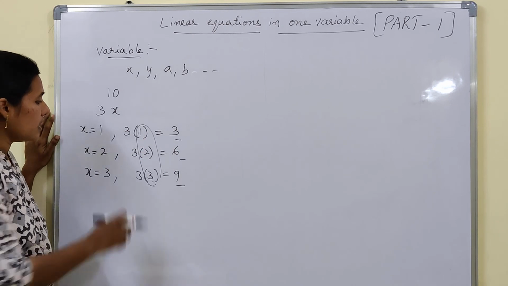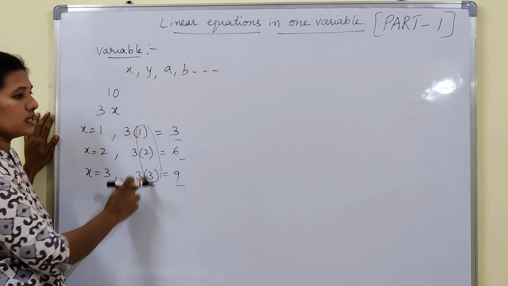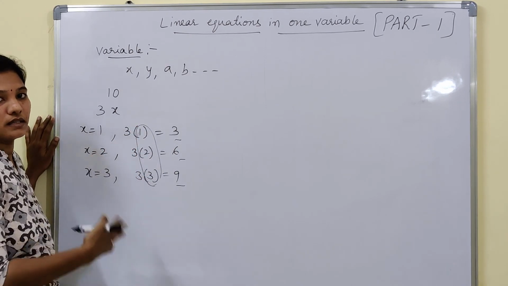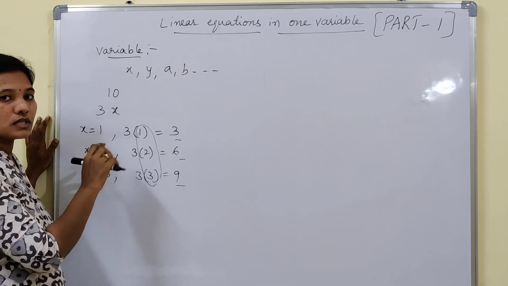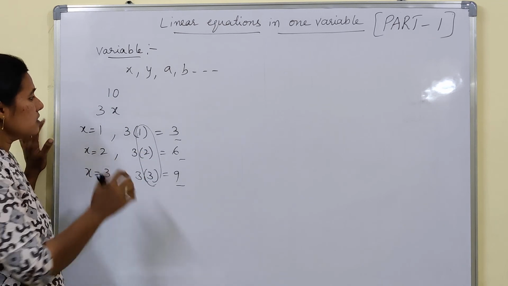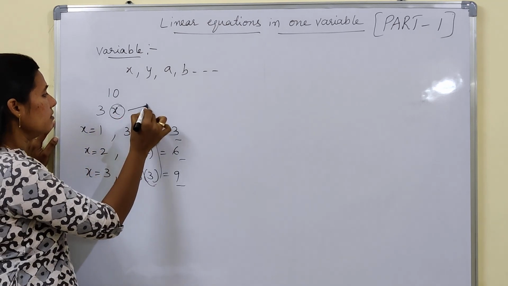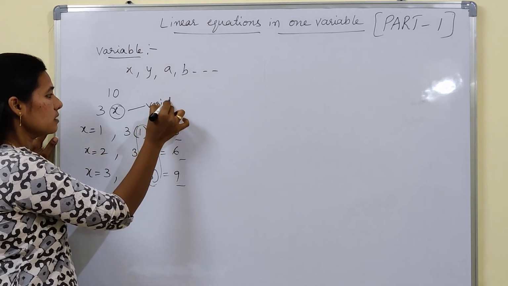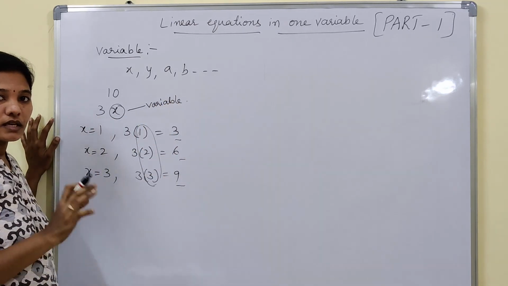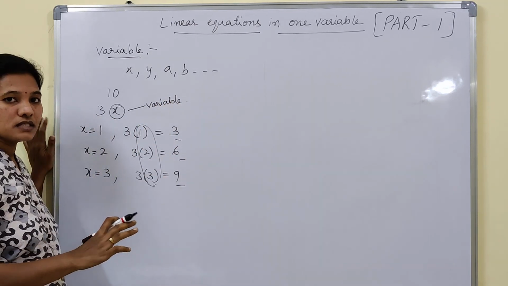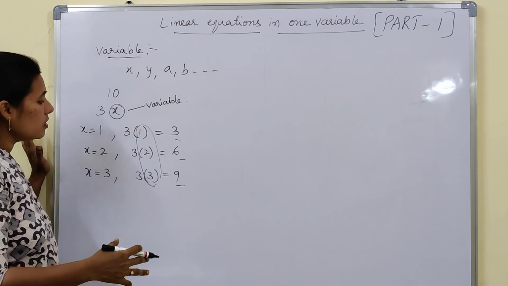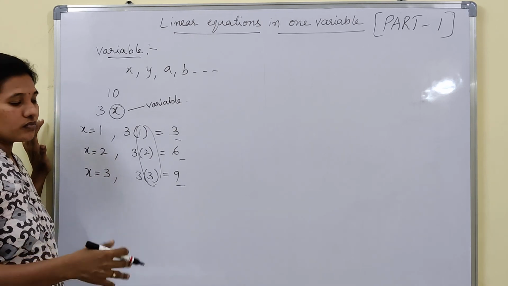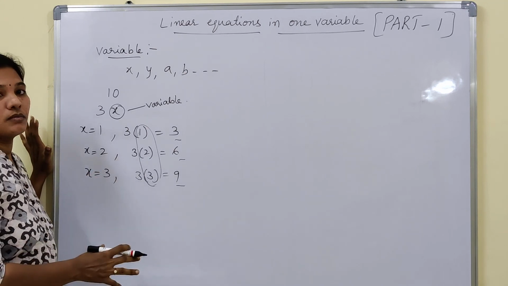So this value is nothing but the variable. Why? Because it is varying. It is changing its value, so depending upon that value, the complete value will change. So here x is a variable. Variable is nothing but what? It changes its value. It varies, it differs. Varies means changing. So this is nothing but the variable actually.